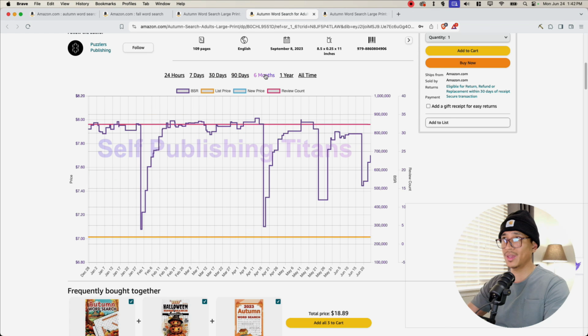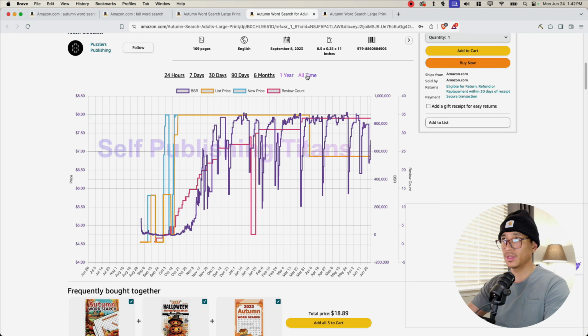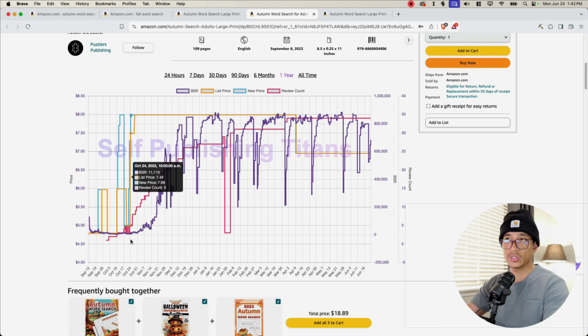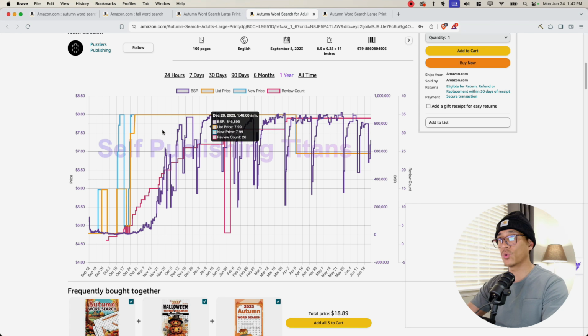So let's go ahead and zoom out here to when it was published. We can see it was published last year in September of 2023, and it started selling right away. And then we can see that from September all the way to about November, this book was selling very, very well. This was the hot part of the year for this book. And then after that, we can see the sales start tapering off. And this is what it looks like for the rest of the year.